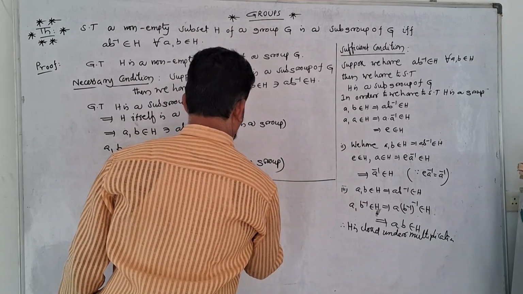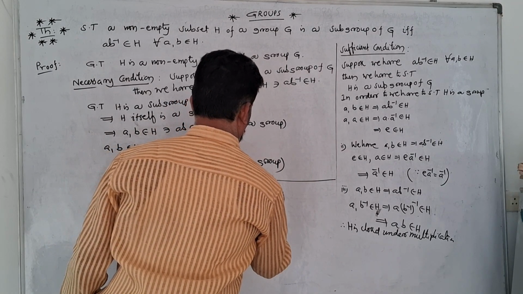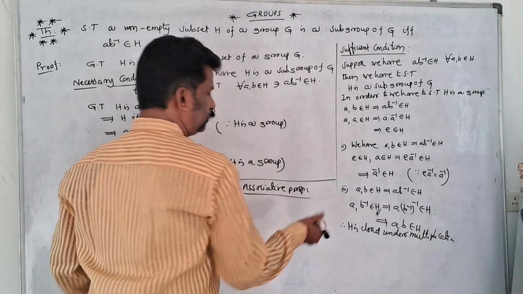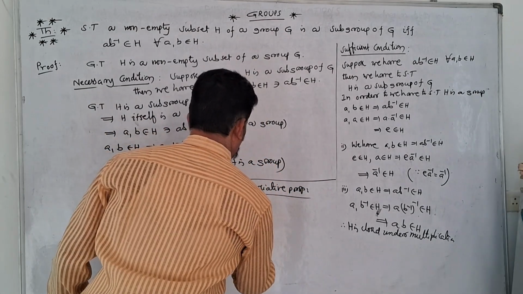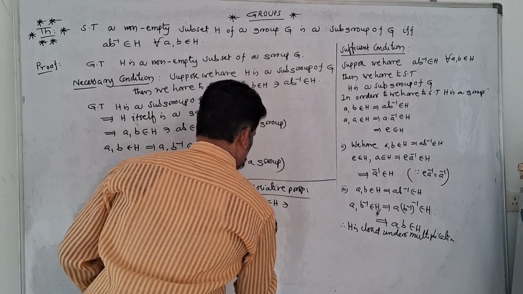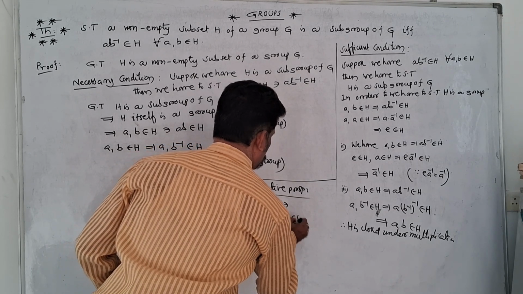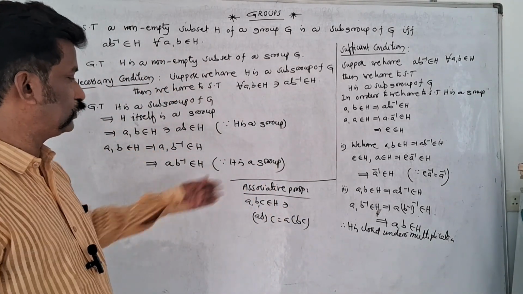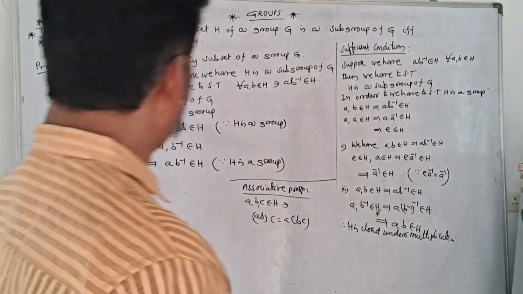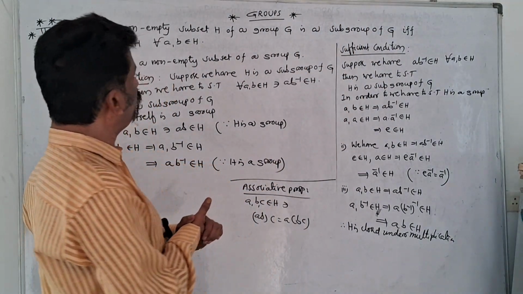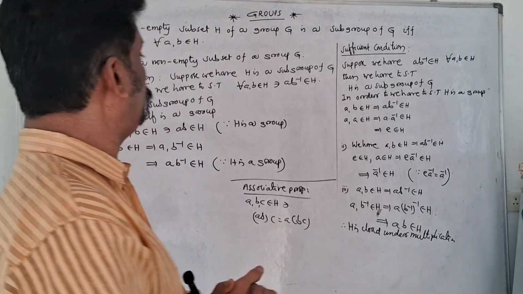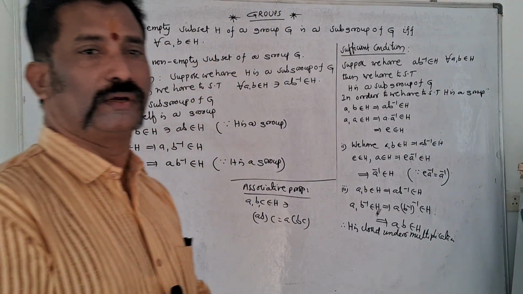Associative property. H is already closed. So a, b, c belongs to H such that a b into c is equal to a into b c. That is the associative property. The theorem is completed. Now look at the board. Show that a non-empty subset H of a group G is a subgroup of G if and only if a b inverse belongs to H for all a, b belongs to H.